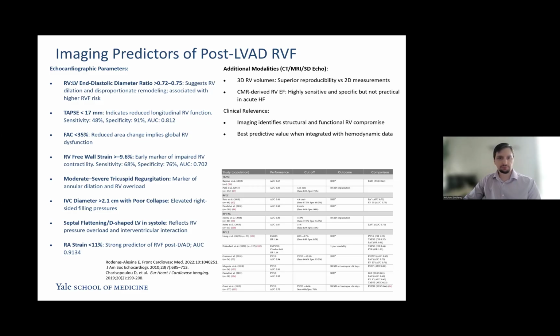Additional modalities, hopefully, that will be leveraged more heavily would be 3D RV volumes by either CAT scan or MRI in patients who are stable enough to get it prior to transplant, although that's often not always the case. And I also had some tables here which compare them if you're the table type.